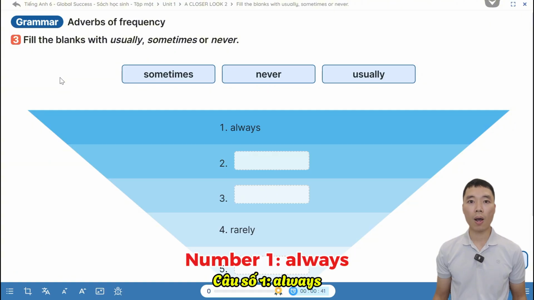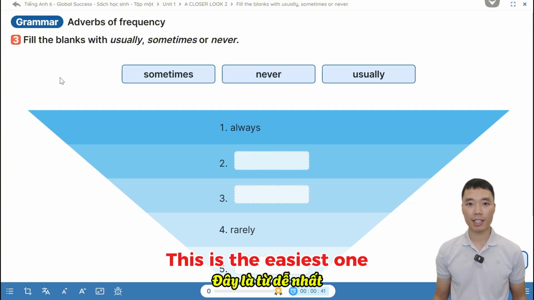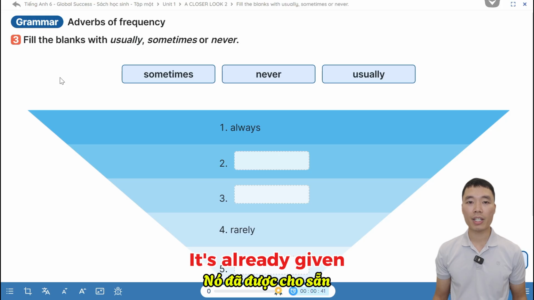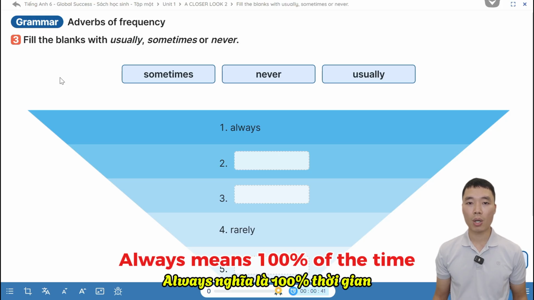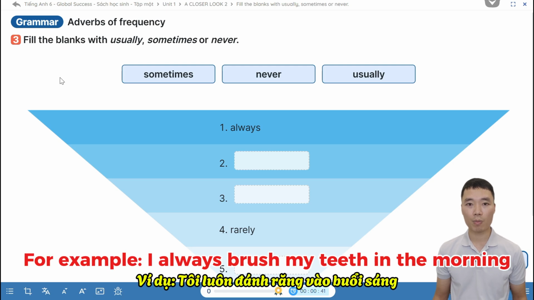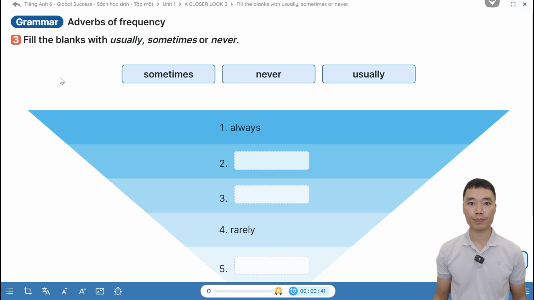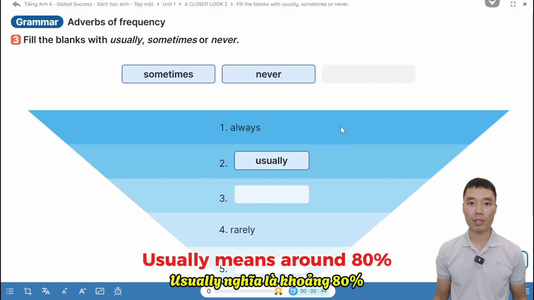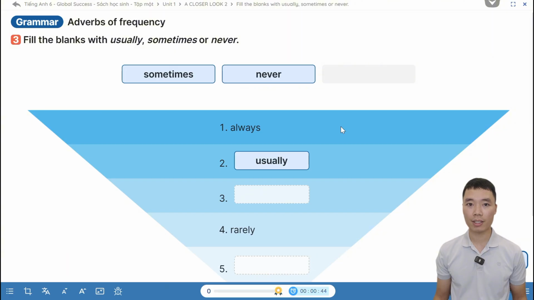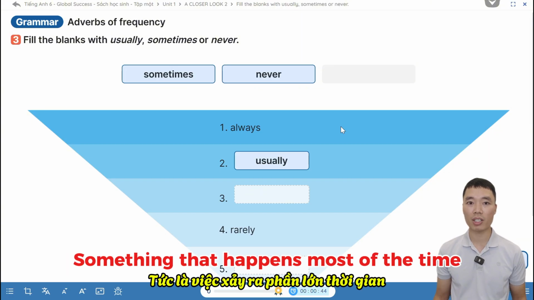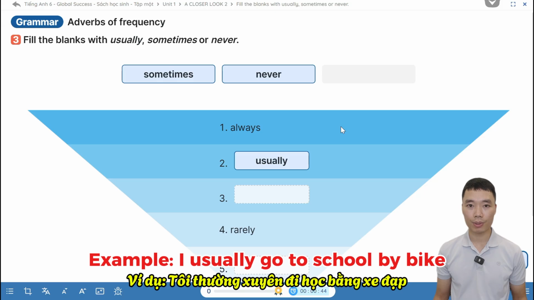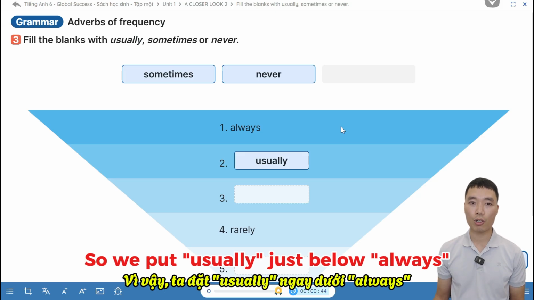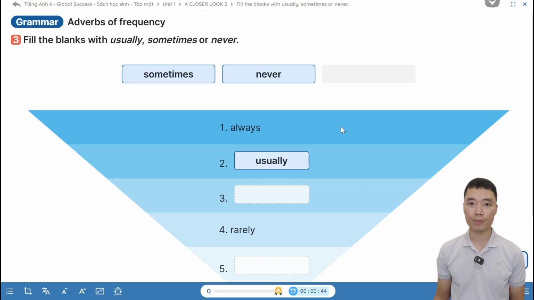Number 1. Always. This is the easiest one. It's already given. Always means 100% of the time. For example, I always brush my teeth in the morning. Number 2. Usually. Usually means around 80%, something that happens most of the time. Example, I usually go to school by bike. So we put usually just below always.